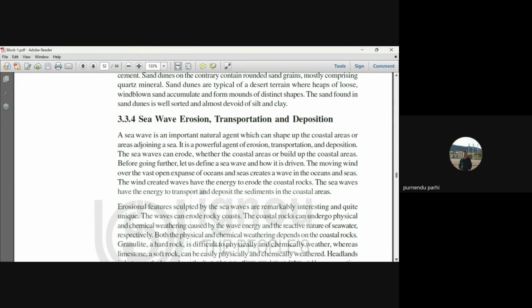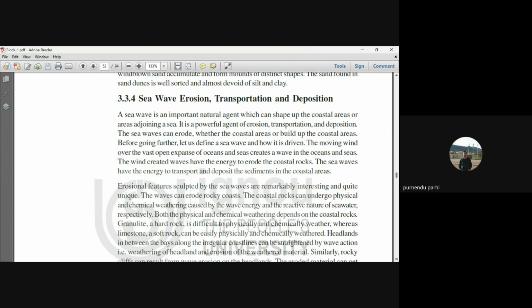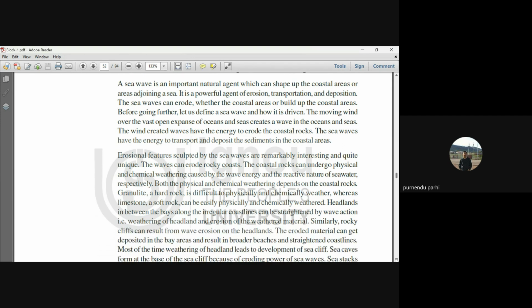Before going further, let us define a sea wave and how it is driven. The moving wind over the vast open expanse of the oceans and seas creates waves in the oceans and the seas. The wind created waves have the energy to erode the coastal rocks. The sea waves have the energy to transport and deposit sediments in the coastal areas. Erosional features sculpted by the sea waves are remarkably interesting and quite unique.